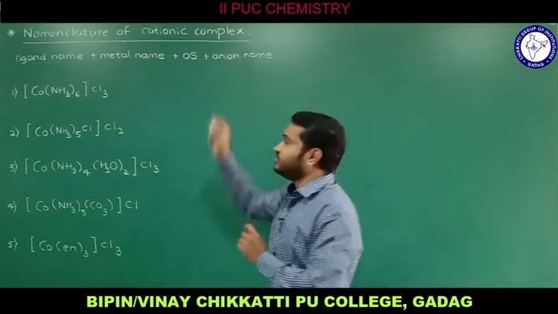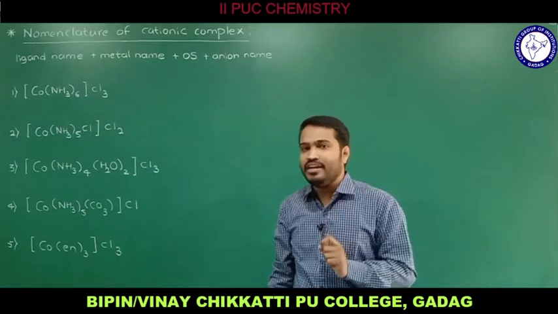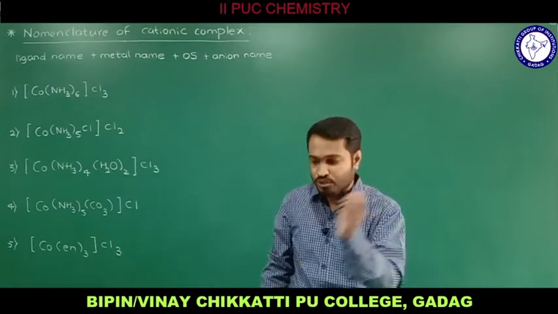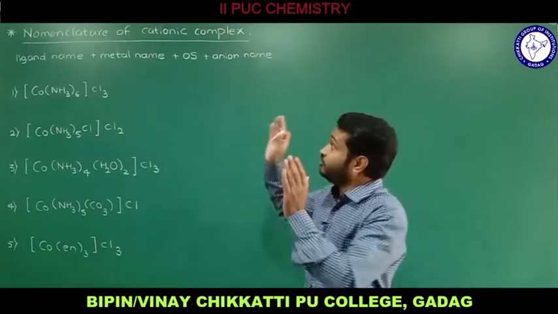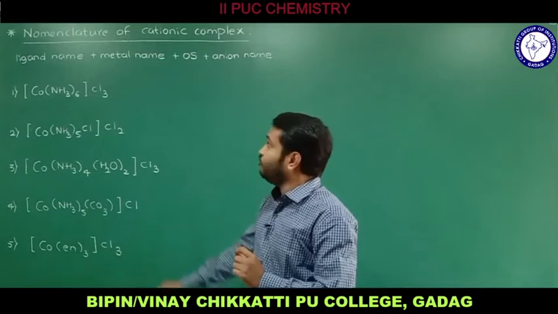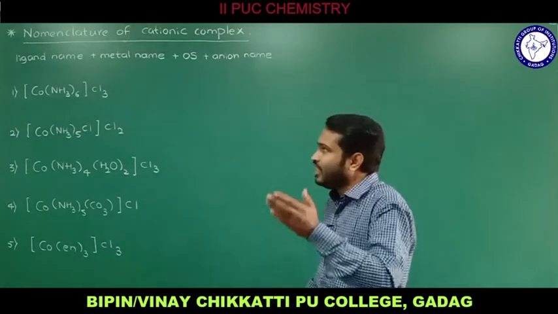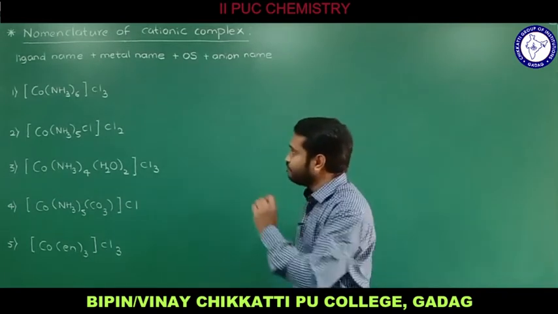In a complex, we have a central metal atom which is surrounded by ligands, and the ligands donate a pair of electrons to the central metal atom through a coordinate bond. Now, for the nomenclature of this cationic complex, we have to follow a rule. I have written the rule in a very short manner, and the same has to be followed for the examples. I consider some examples here also.